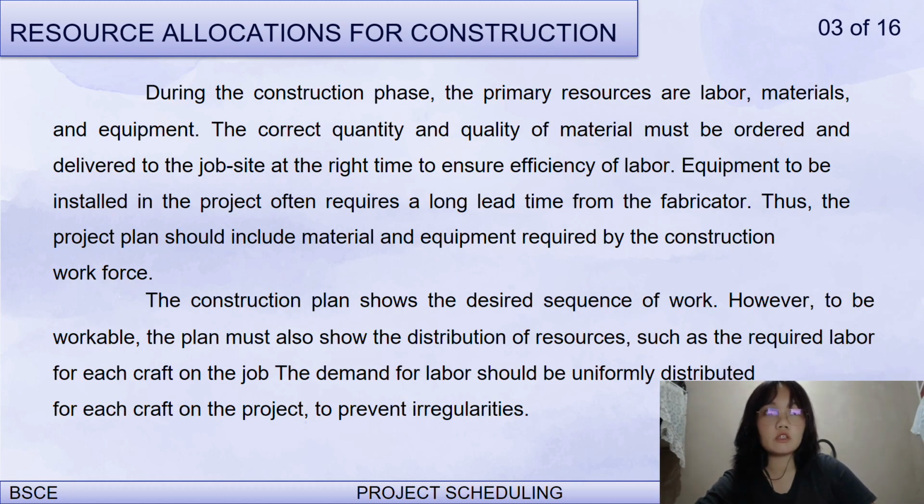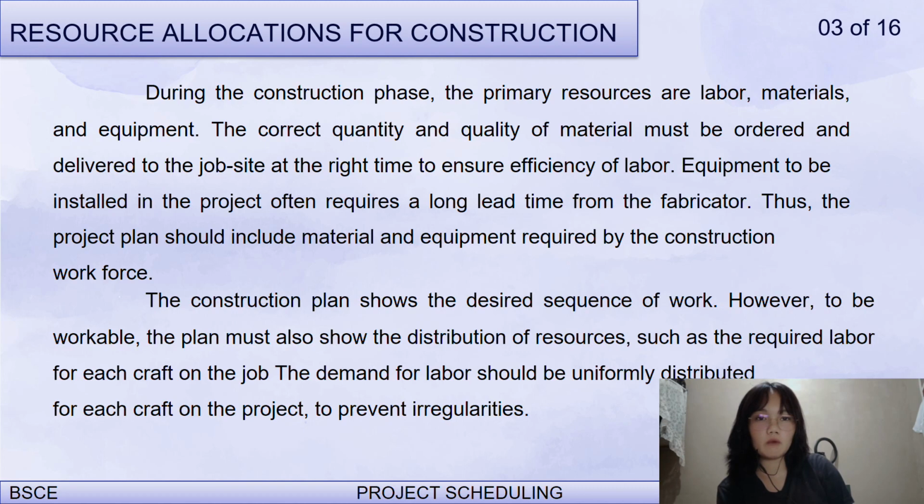Next is resource allocations for construction. During the construction phase, the primary resources are labor, materials, and equipment. The correct quantity and quality of materials must be ordered and delivered to the job site at the right time to ensure efficiency of labor. Equipment to be installed in the project often requires a long lead time from the fabricator. Thus, the project plan should include material and equipment required by the construction workforce.